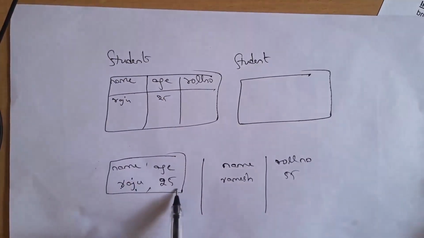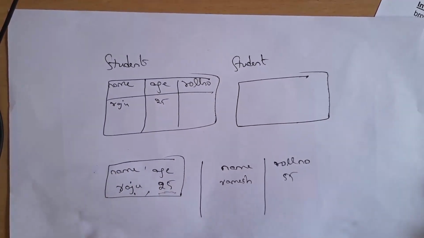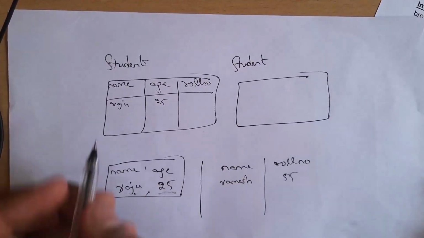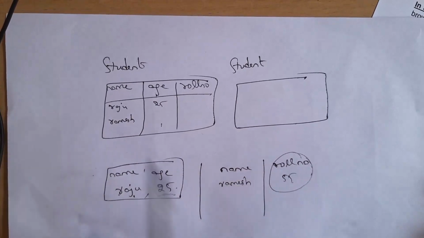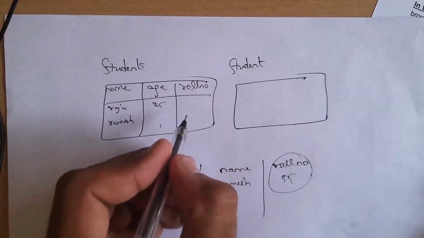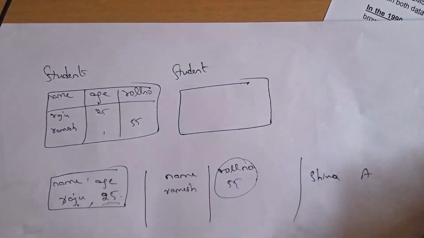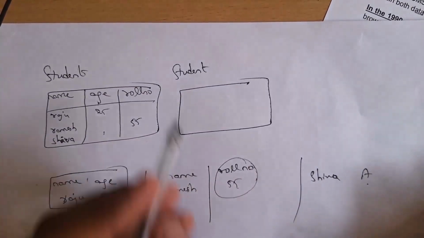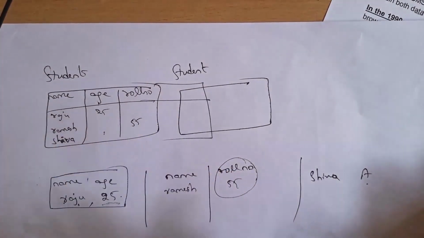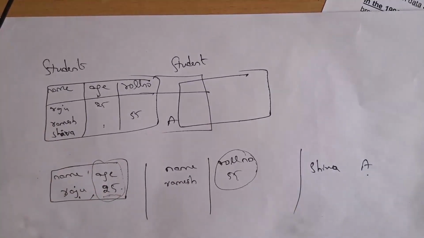Next time, I don't want to store age, I want to store roll number of another person. That person's name is Ramesh. Name column is already present, so I can write Ramesh here. Again, I need to create a roll number column in order to store the roll number of Ramesh, that is 55. For example, the third student's name is Shiva. This time I want to store name Shiva and section A. Name is already present, so directly I can insert Shiva, but the section column is not present. So again I need to create a section column and write section A. So for a single record I need to create a separate column. This is a waste of time.